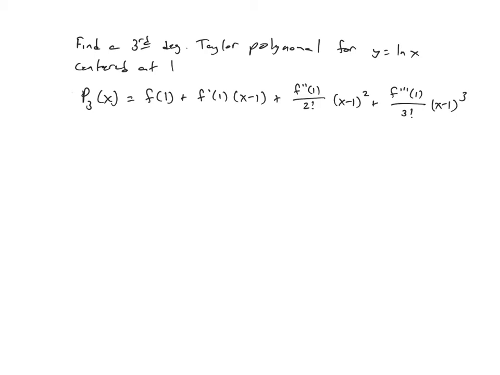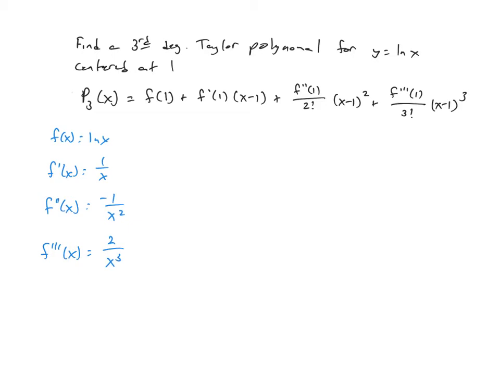So the first thing I'm going to do is identify our function and all the derivatives, in this case up to the third derivative. For this particular problem, I have f of x equals the natural log of x. F prime of x is going to be 1 over x. The second derivative is going to be negative 1 over x squared. And the third derivative is going to come out to be 2 over x to the third power.